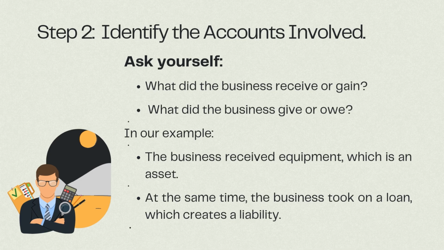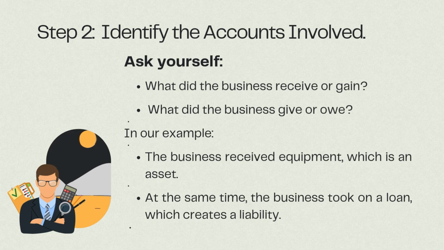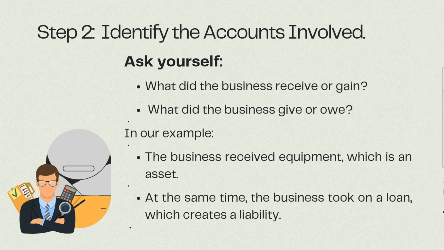Step 2. Identify the accounts involved. Now, you must analyze carefully. Ask yourself, what did the business receive or gain? What did the business give or owe? In our example, the business received equipment, which is an asset. At the same time, the business took on a loan, which creates a liability.